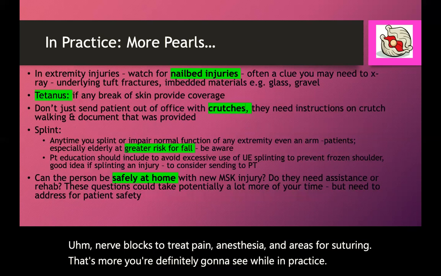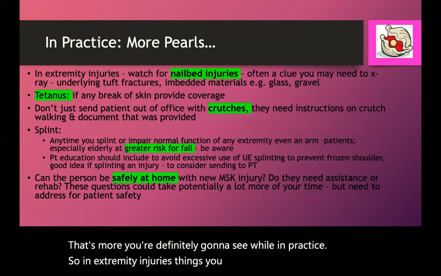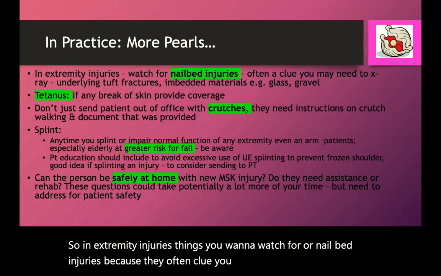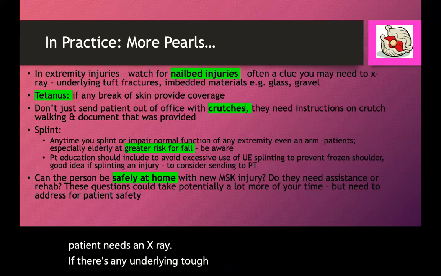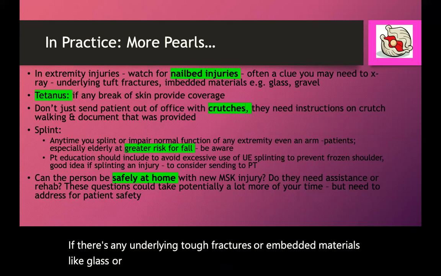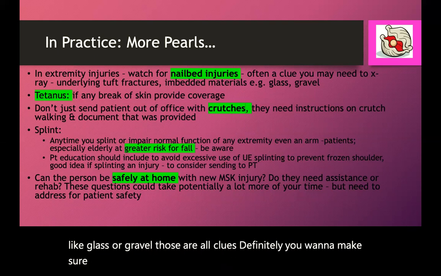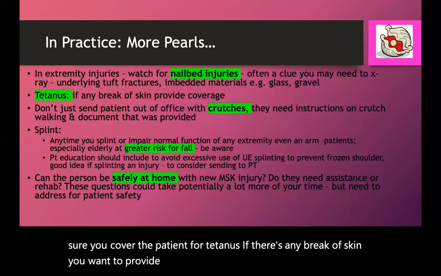So in extremity injuries, things you want to watch for are nail bed injuries because they often clue you in on whether or not the patient needs an X-ray. If there are any underlying tuft fractures or embedded materials like glass or gravel, those are all clues. Definitely make sure you cover the patient for tetanus. If there's any break of skin, you want to provide coverage in terms of your vaccinations.